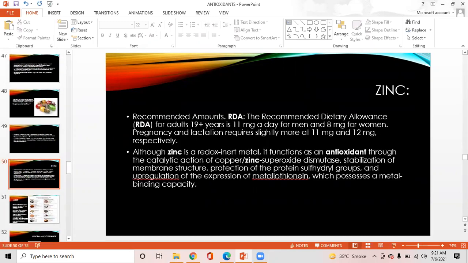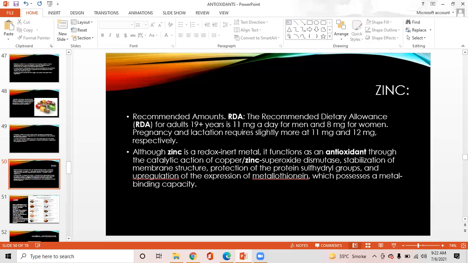Zinc. The recommended dietary allowance, RDA, for zinc in adults above 19 years of age is 11 milligrams a day for men and 8 milligrams for women. Pregnancy and lactation require slightly more, at 11 milligrams and 12 milligrams.